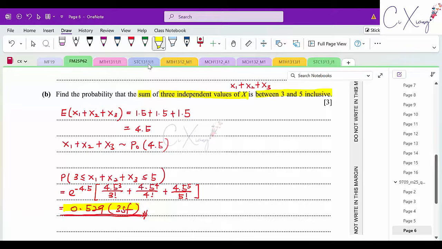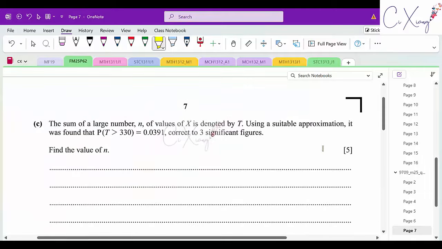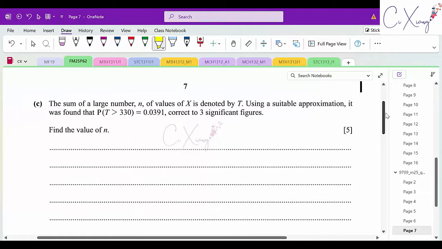Alright, then let's continue to part C. For part C, now I have the sum of a large number n. They are still talking about the sum. The sum of a large number n of the value x is denoted by T. Use a suitable approximation. I need you to highlight the keyword approximation. It was found that this probability is 0.0391. Find the value of n.